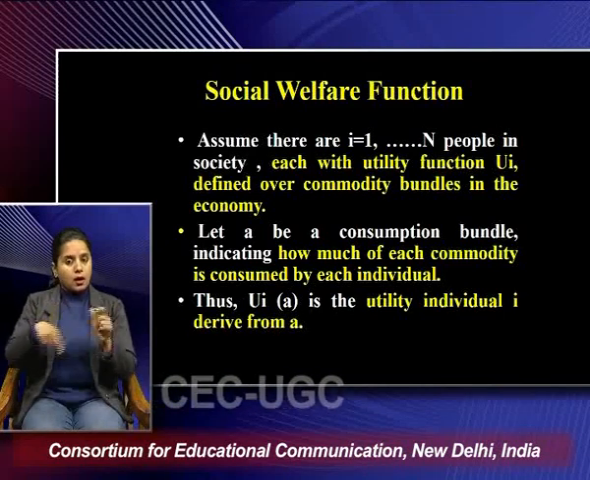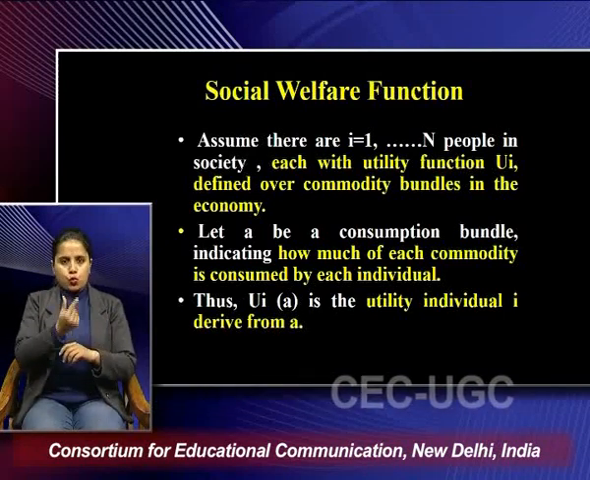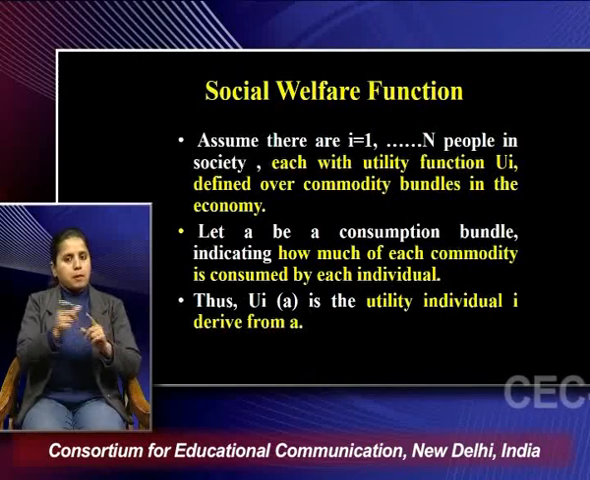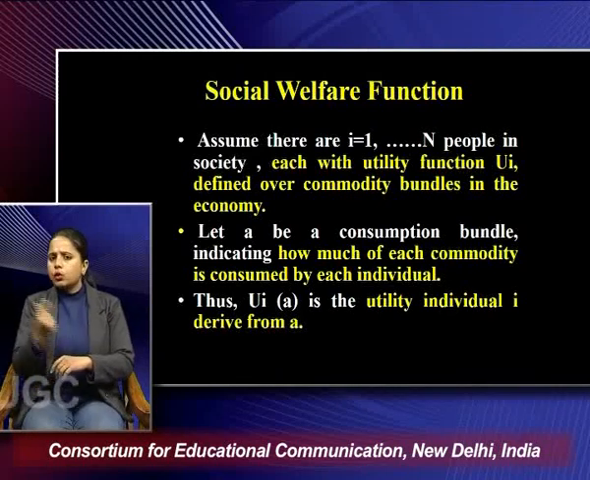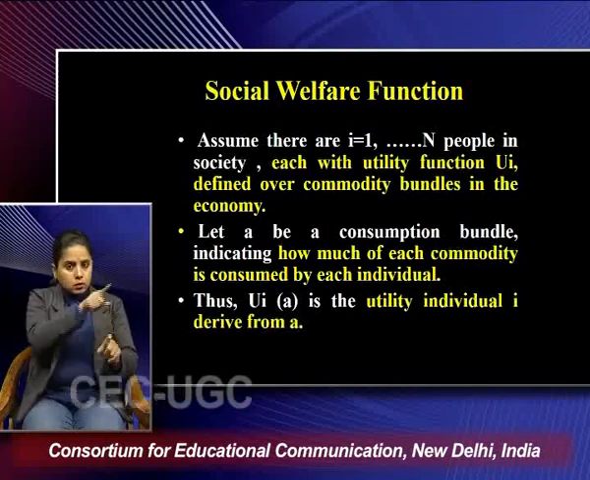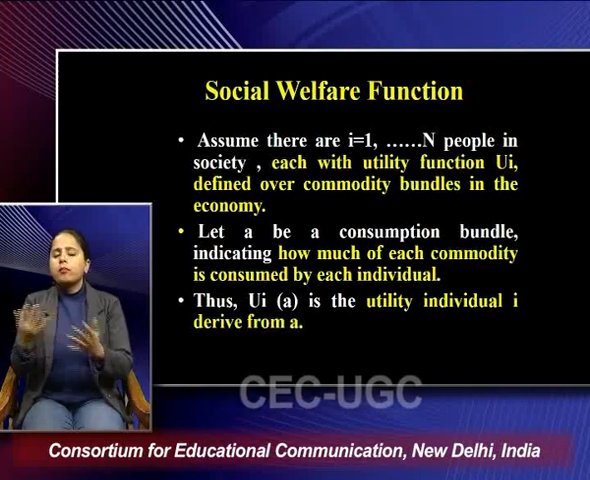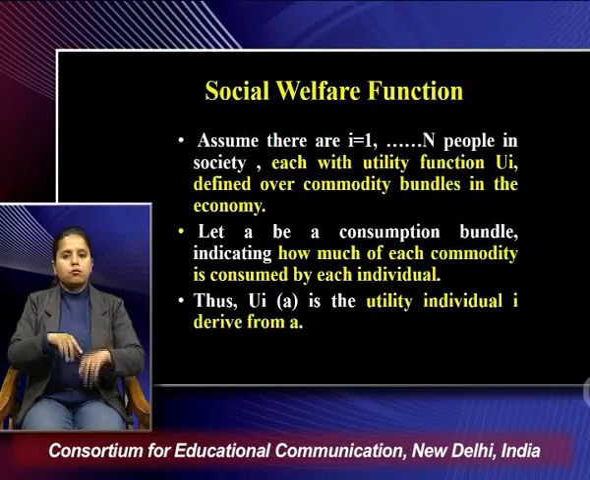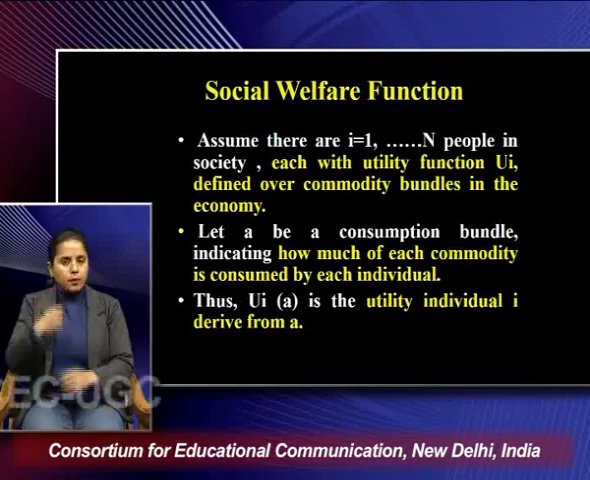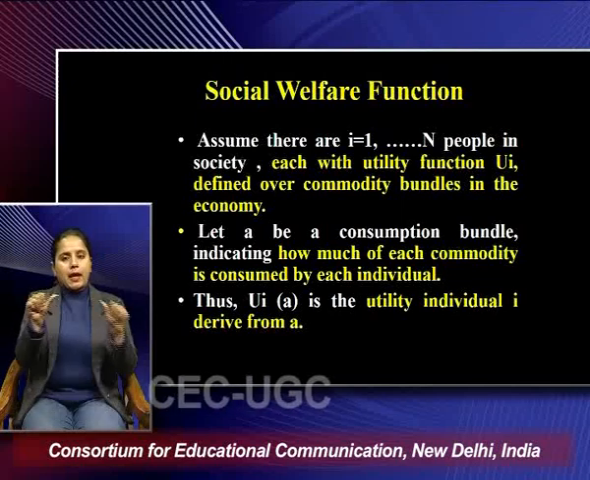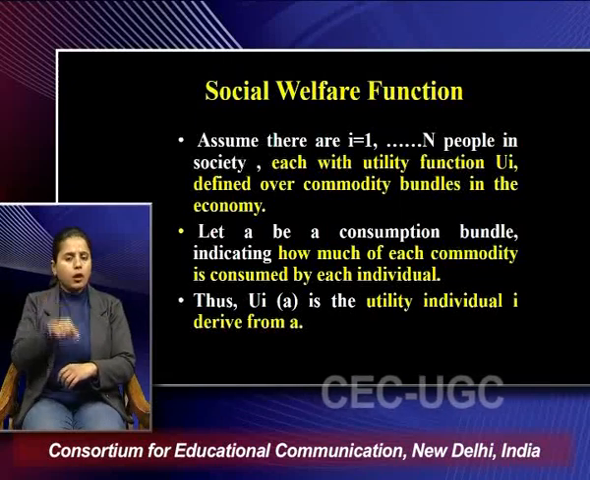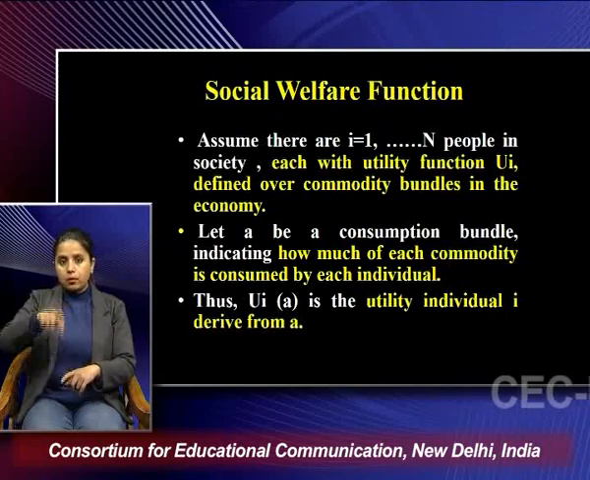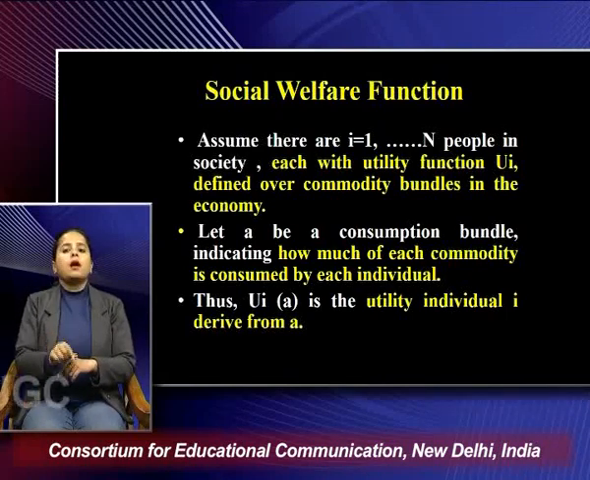Let A be the consumption bundle, indicating how much of each commodity is consumed by each individual. And each individual derives a satisfaction or utility in the form of ui as a function of A. So ui is the utility that the ith individual derives from consuming a bundle A.